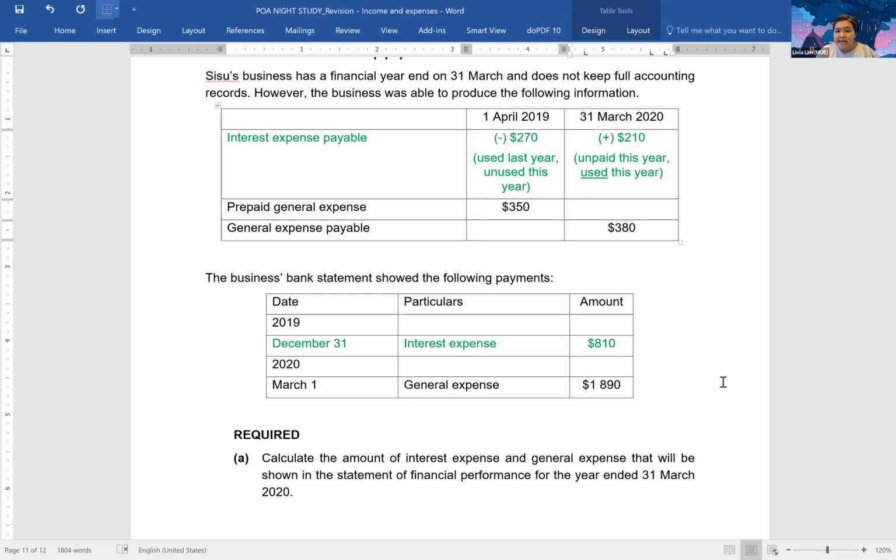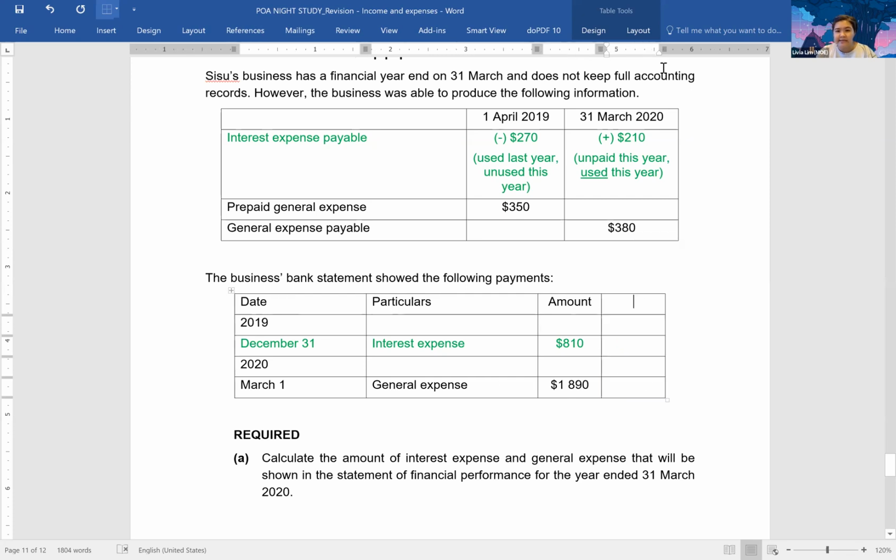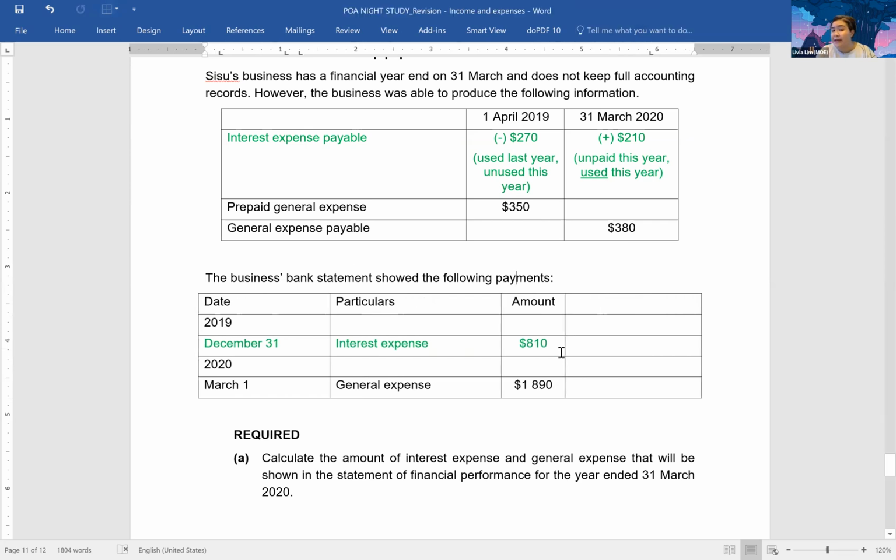So next, let's take a look at the bank statement. They also tell you that the bank statement has the following payout, and the payout for interest expense is $810. Every time you make a payment, you should record an increase in expense. And because this is the bank statement, you minus cash at bank.